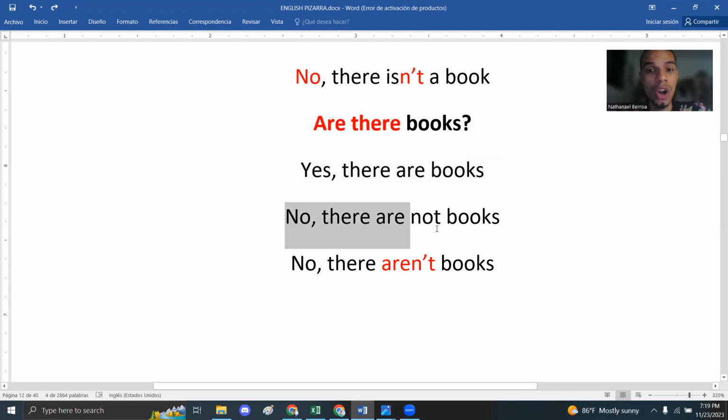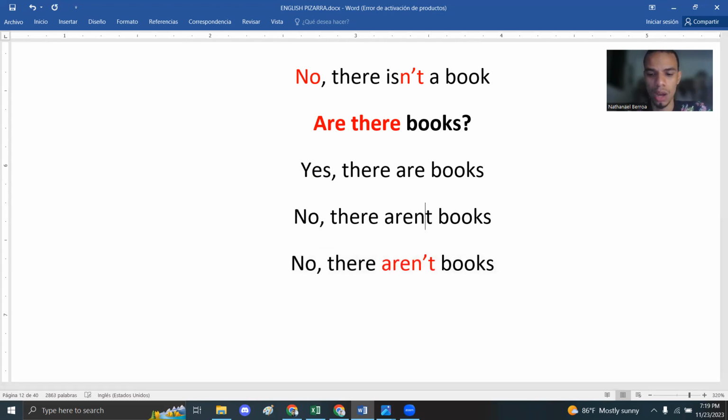No, there are not books. No, no hay libros. No, there aren't books. ¿De dónde sale el aren't? De la combinación del are not. Le quito la O apóstrofe y sale esto.